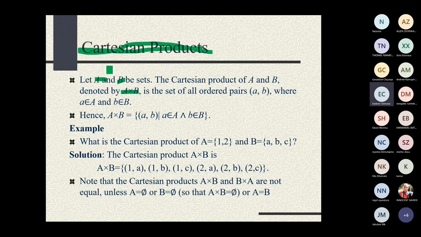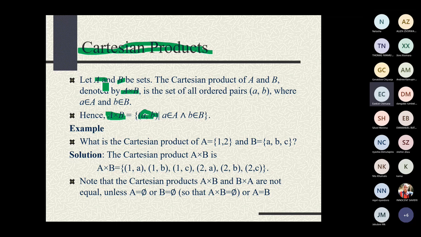So this Cartesian product of a set, the result will be having the elements in A being paired to the elements in B. Here we've got an (a, b), where a is an element of A and b is an element of B. Hence, A cross B, or the Cartesian product of A and B, will be (a, b) such that a is an element of A and b is an element of B. In other words, whenever you have these pairs, you need to make sure that the first belongs to A and the second belongs to B.